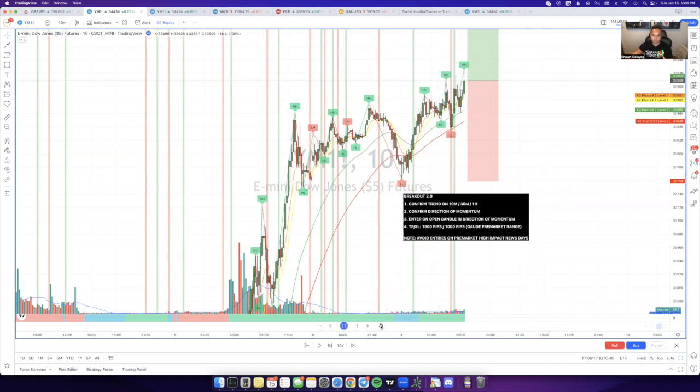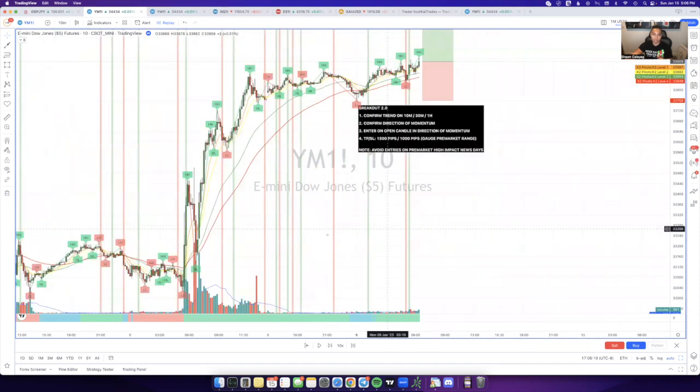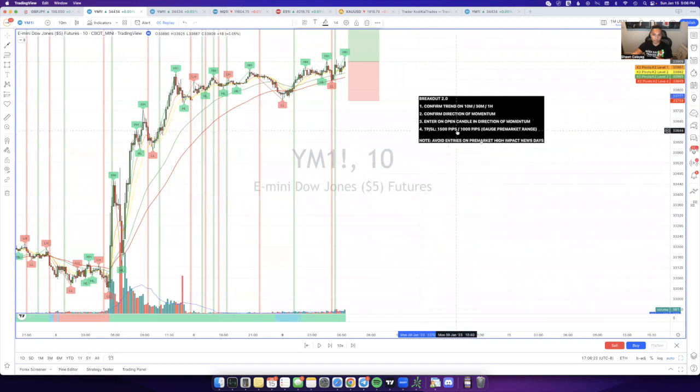So once you've confirmed that, moving on to step 2, now you want to confirm the direction of momentum. So you know that price is going up with regard to trend. Now you want to make sure that momentum is continuing that direction so that you can obviously take a buy here and then ride that wave to the upside.